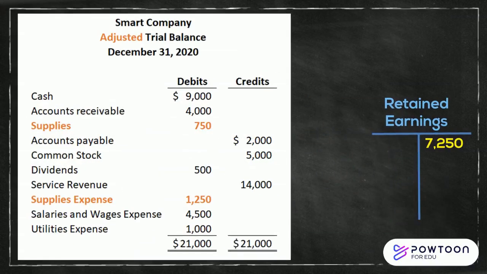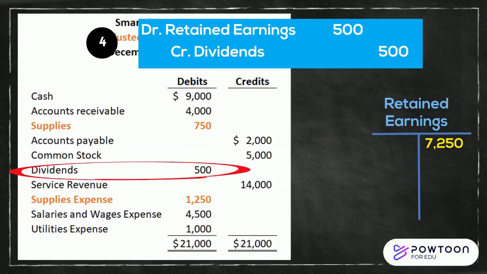The last step is to close the dividends directly into retained earnings with a debit to retained earnings and a credit to dividends. Now the retained earnings account has a new ending balance for the year.